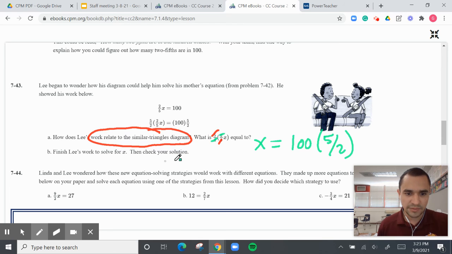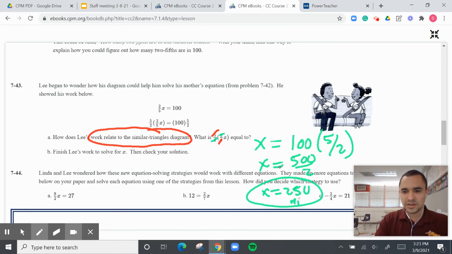Finish Lee's work to solve for x. Check your solution. So then I have to solve for x. That's 500 divided by 2 because that's a fraction. So then that's going to equal x. So x equals 250. All right, 250 miles, obviously, because we were talking about miles.